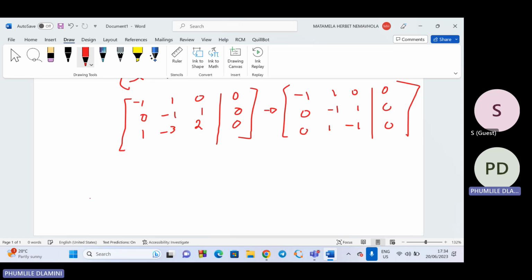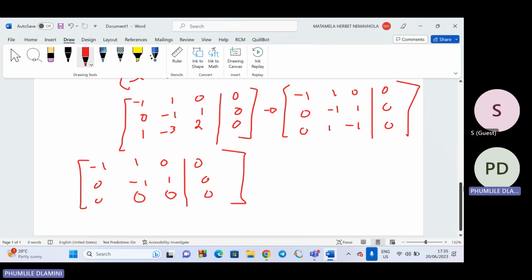So now we will add this one. I'm going to say 0, minus 1 and 1 is fine. Then we add this: 0 plus 0 is going to be 0. This one plus this one is going to be 0. This one plus this one also gives us 0, 0, 0. So now we have a matrix.